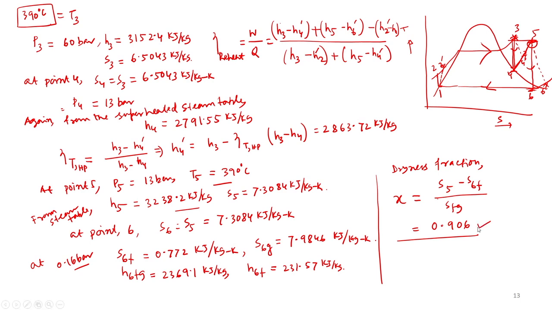Once we know this dryness fraction, then we can find out the enthalpy at 6. So H6 will be HF plus X into HFG. This HF is also known to us, and all the values are known. So now H6 will be 2377.97 kilojoule per kg. So H6 is known, right? Almost we have calculated all the values except H2. So let us find out the values.